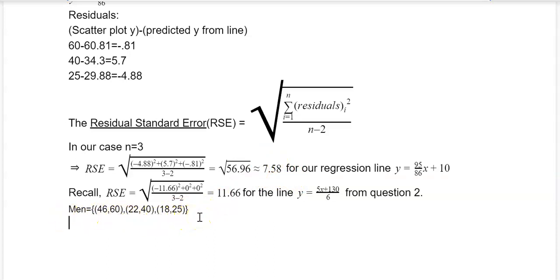If you are able to come up with a smaller RSE for the scatter plot, I'll give you an A in the class. But of course, that's an impossible task I'm giving you, because it's not possible to come up with a line that has a smaller RSE than 7.58 for these scatter plot values. Okay, so we're done with the question. We found our RSE. Let's now do the next question on the practice quiz.